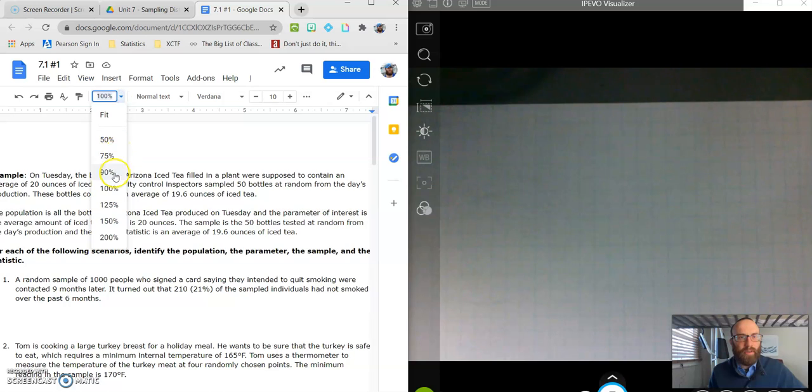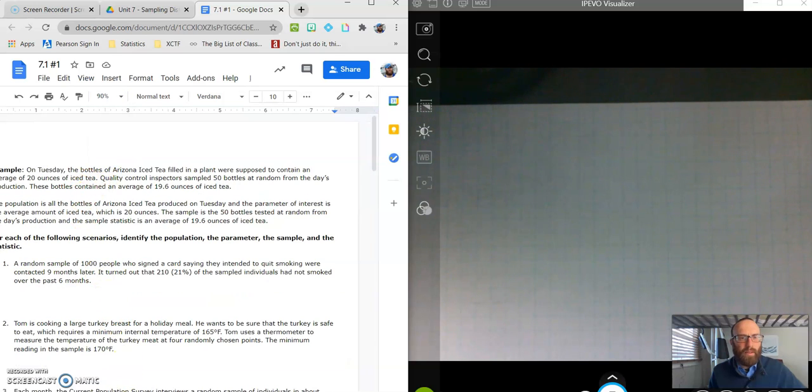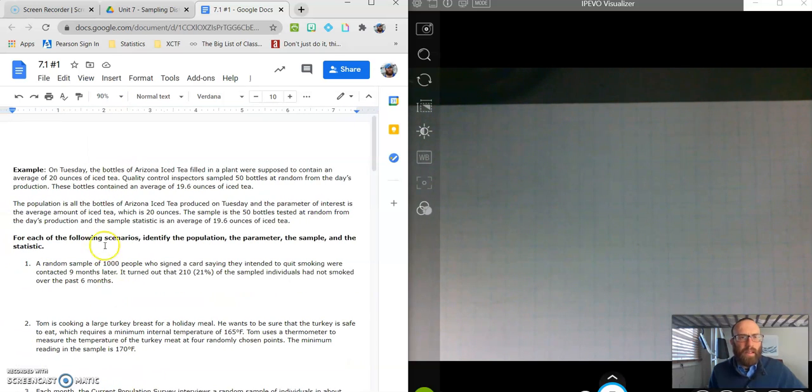I'm going to change this just so we can see a little bit better. That's the population, or all the bottles on Tuesday. Okay, the parameter is the average amount of iced tea in those bottles. So if I were to take every bottle that was produced on Tuesday, dump it all back into a vat, and divide it by the number of bottles, I'd get 20 ounces.